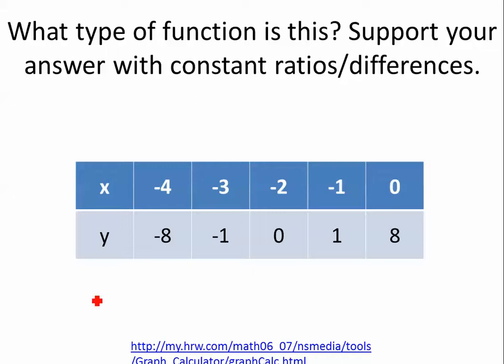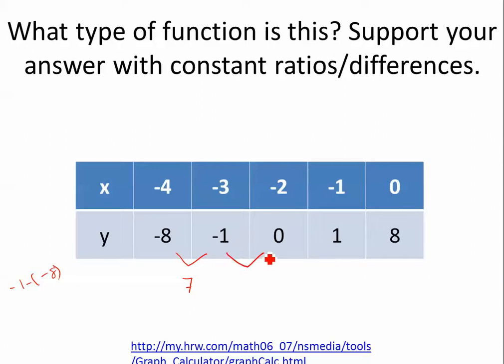Alright, so let's go straight through. First we're going to look at the differences. I'm going to go ahead and go -1 minus 8. Now, if you have a hard time with negatives, you need to be honest with yourself and say, I have a hard time with negatives. And you need to write it out. -1 minus -8 is the same thing as -1 plus 8, which is 7.